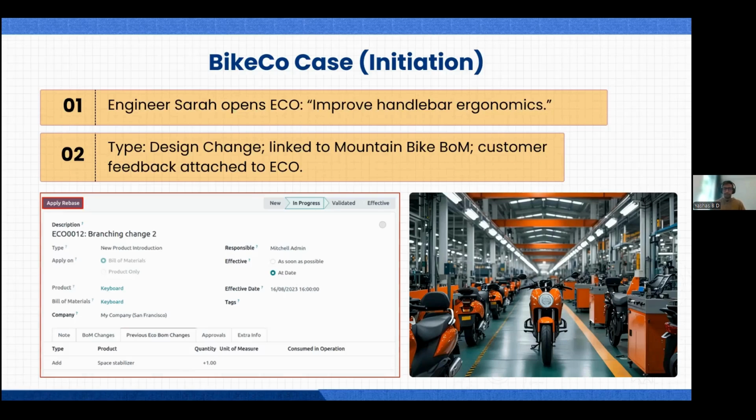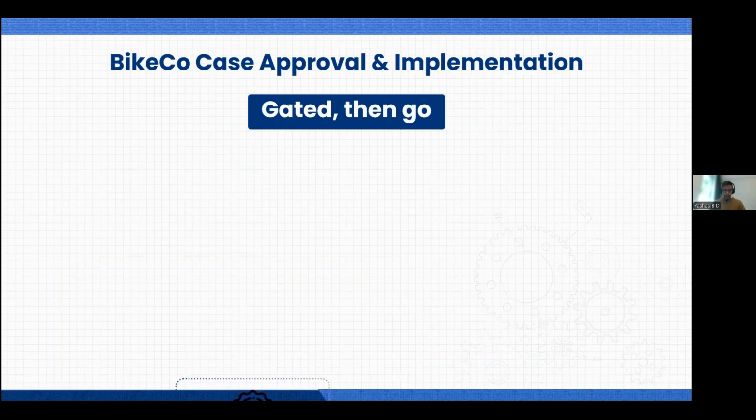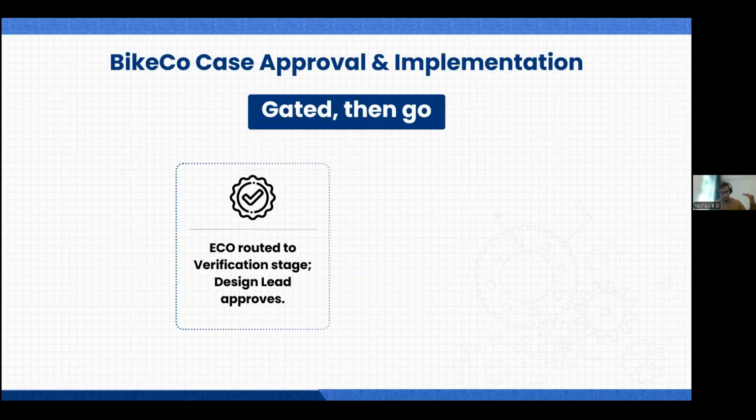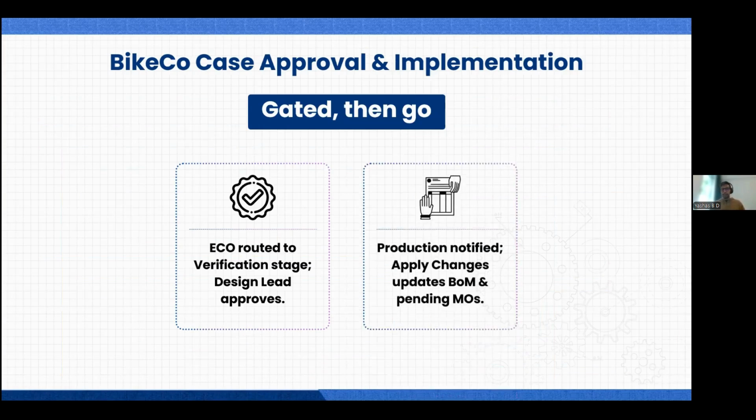That will also be available. So basically, as I said, it takes the verification stages, where each and every stage gets approved by different teams. And then most importantly, once the ECO gets approved, it will be notified to the production team as well, saying that a new bill of material is available. The previous bill of material gets archived, and for any further manufacturing orders, the new bill of material will be considered. That's how it goes.